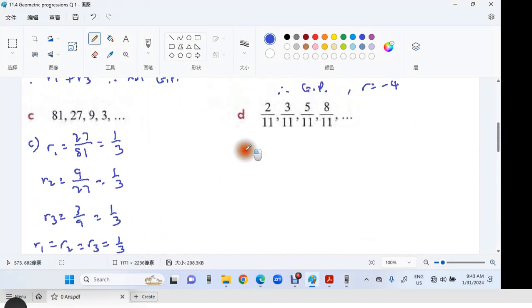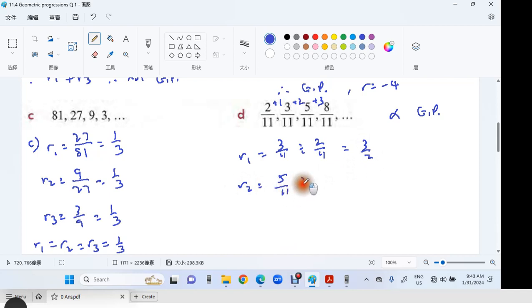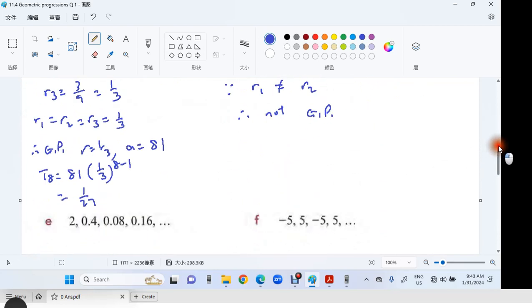Okay, so this one is very obvious. Plus 1 plus 2 plus 3. So this is not a GP. So the R1 is 3 over 11 divided by 2 over 11, then it's 3 over 2. R2 is 5 over 11 divided by 3 over 11, is 5 over 3. R1 is not equal to R2, okay, therefore it is not a geometric progression.